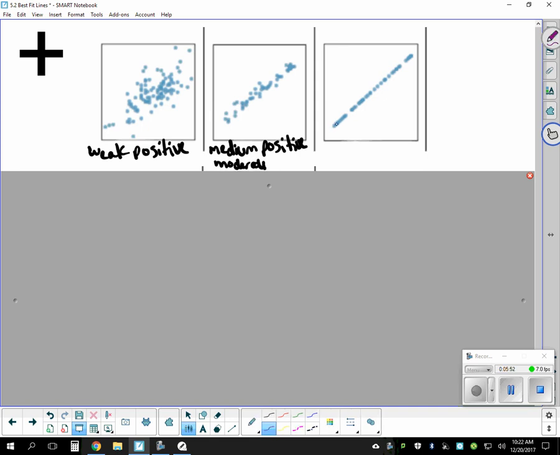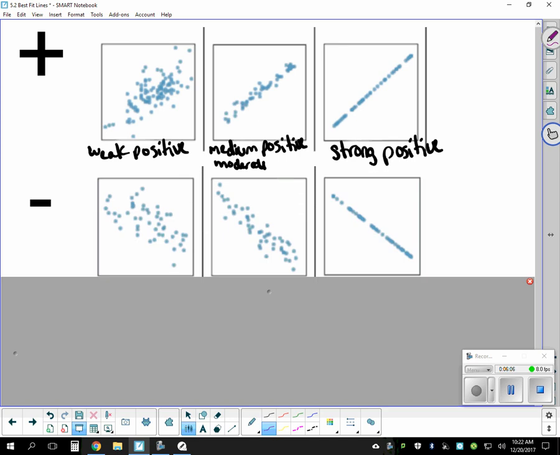And then the last one is the strongest one, so we call that a strong positive correlation. So the closer they are to making a perfectly straight line, the stronger the correlation is. Okay? We can say the same things about the negative.